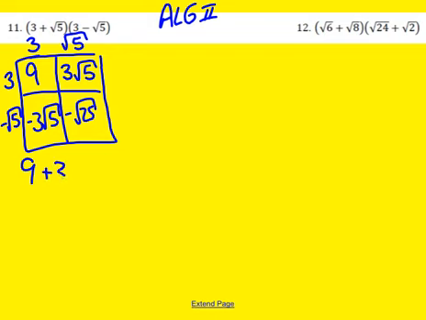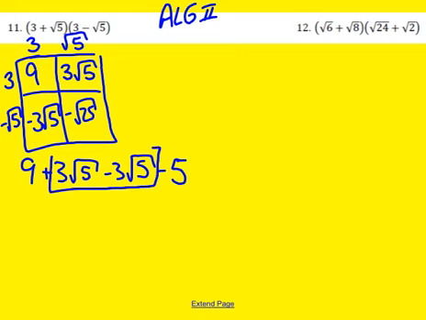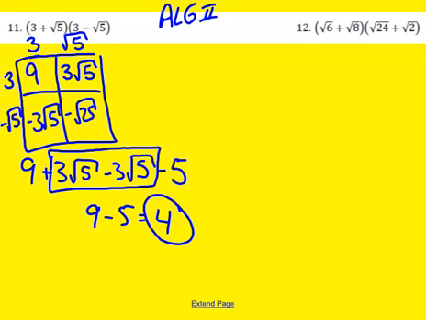But 9 plus 3 square root 5 minus 3 square root 5 minus the square root of 25 is going to be just 5. Now, you should see these two cancel out. 3 minus 3 is 0. 0 times square root of 5 is 0. So 9 plus 0 minus 5, or 9 minus 5, is equal to 4. This is a beautiful problem. 4.